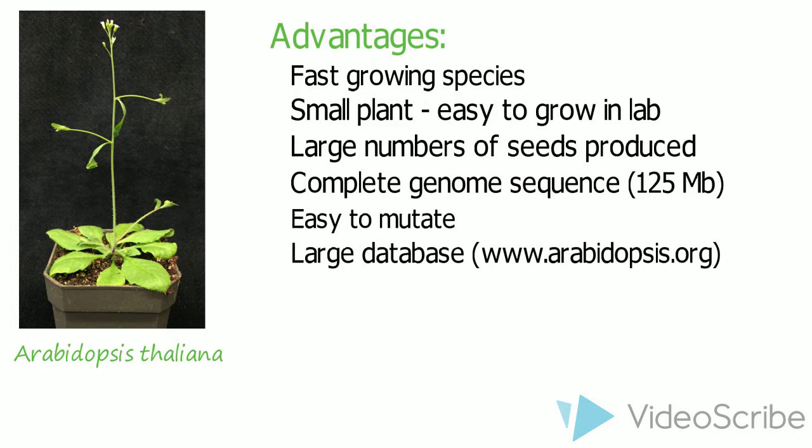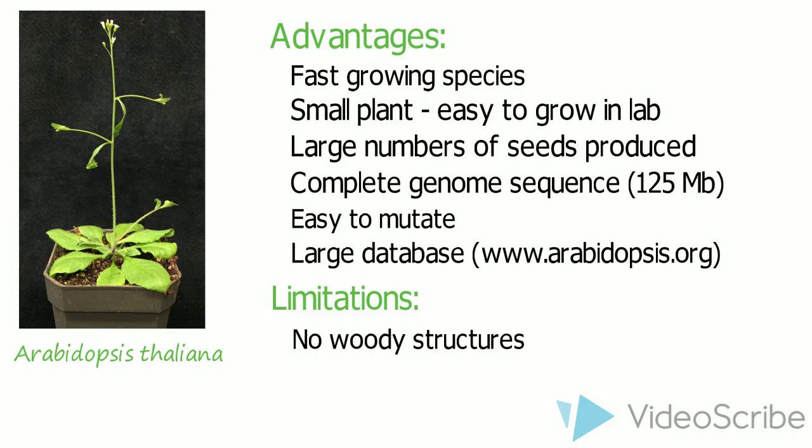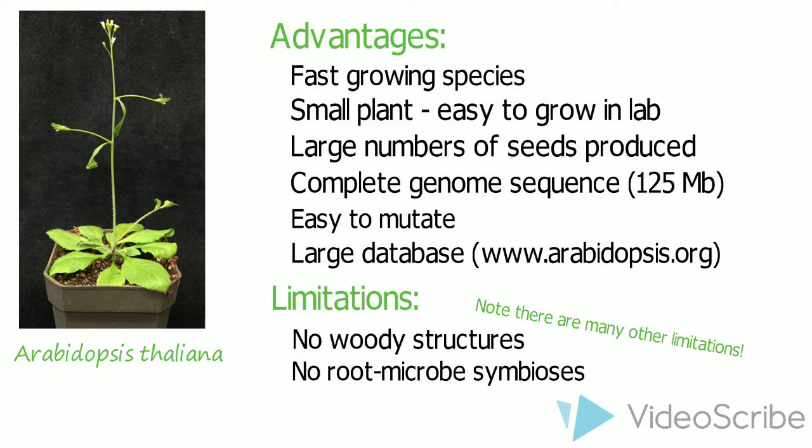However, Arabidopsis also has its limitations as a model. For example, it doesn't make any woody structures, so it isn't a very good model for trees. Unlike most plants, it doesn't make symbiotic associations with soil microbes, so you can't use it to study those processes. The process you are interested in scientifically determines your choice of model organism, so it's important to know the limitations of your species as well as its advantages.